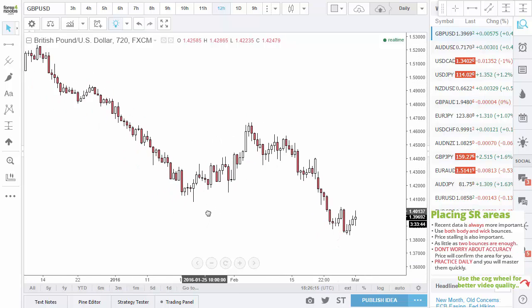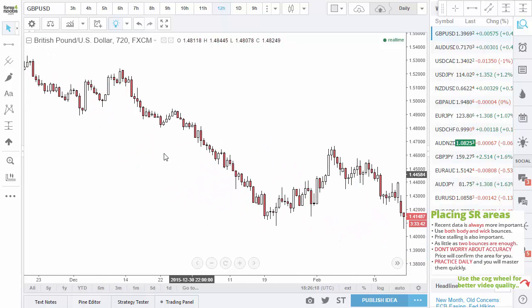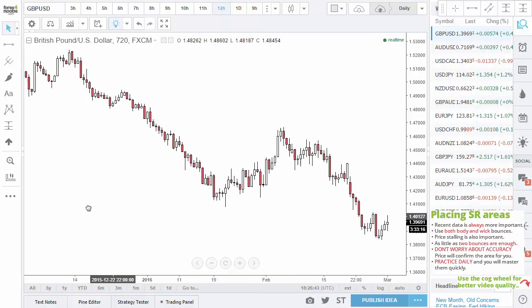Also, price stalling is important. When price stalls in an area, it is also a sign of support resistance areas. So if price just stalls there instead of turning around, like here, see, this is a sign of price stalling, that is also important. Price doesn't necessarily need to reverse in order to place a support resistance area. Bounces are a lot more important, but when price slows down for a significant amount of time, it is also a sign of a support resistance area, so keep that in mind.